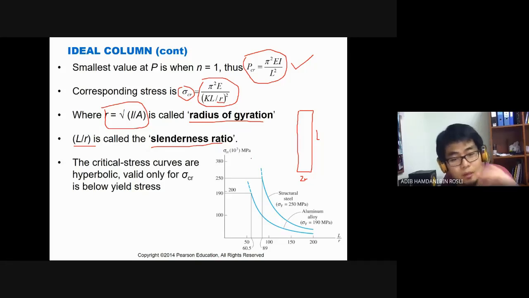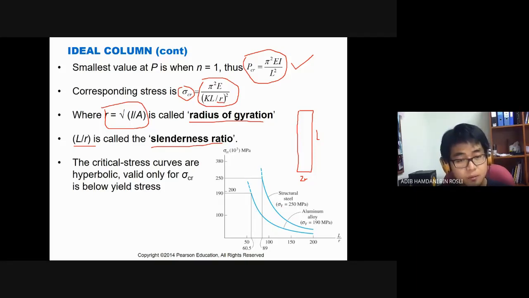Here you can see this graph for two types of materials: one is structural steel, and one is aluminum alloy. The structural steel has a yield strength of 250 megapascal, while the aluminum alloy has a yield strength of 190 megapascal. On the ordinate axis you have the critical buckling stress, sigma critical, and on the abscissa, or x-axis, you have L over R, which is dimensionless. Engineers have plotted this. What do we see here?